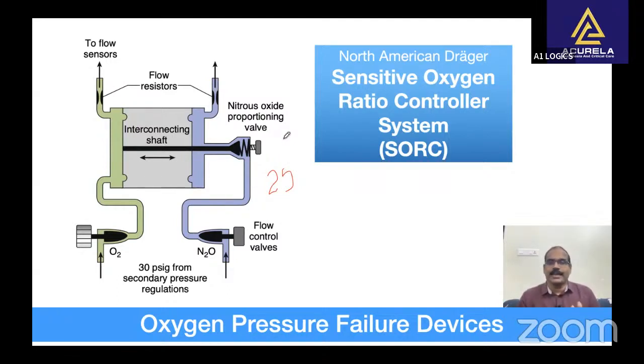Differential oxygen and nitrous oxide flows and the resultant chamber back pressures determine the position of the nitrous oxide proportionating valve. The SORC requires a minimum oxygen flow of 200 mL per minute for the nitrous oxide proportionating valve to open.